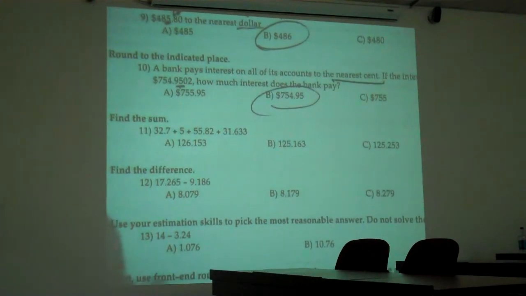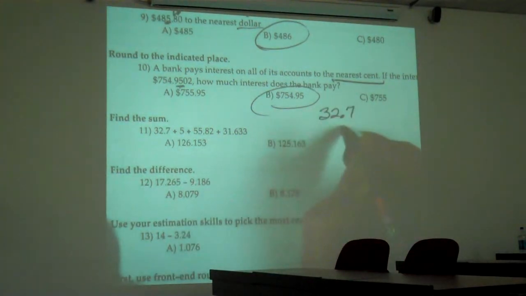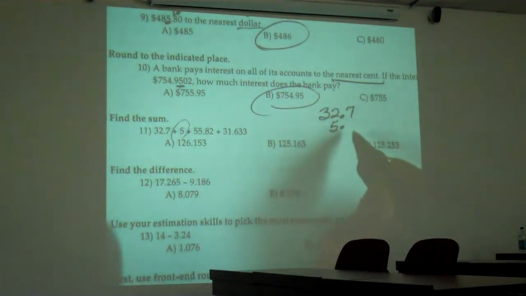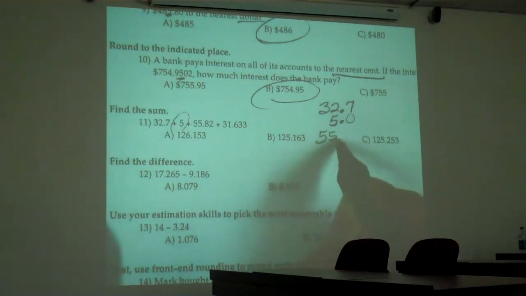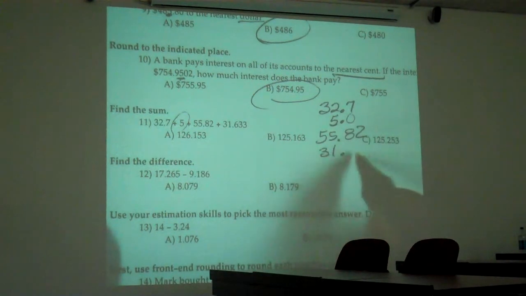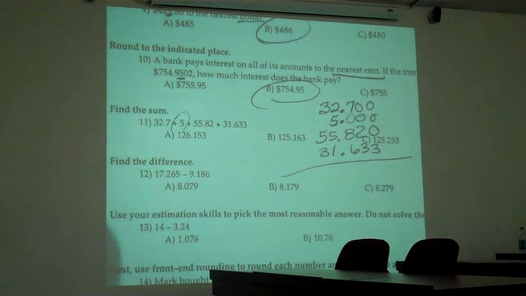Find the sum. When you're adding decimals, what do you need to do? Line up the decimal. Line those decimals up. A 5 doesn't have a decimal. What do you do with that? Put it before the decimal, right? 5 would be like 5.0. And we have 55.82. We have 31.633. Let's make everything the same length, and then we'll add them all up.